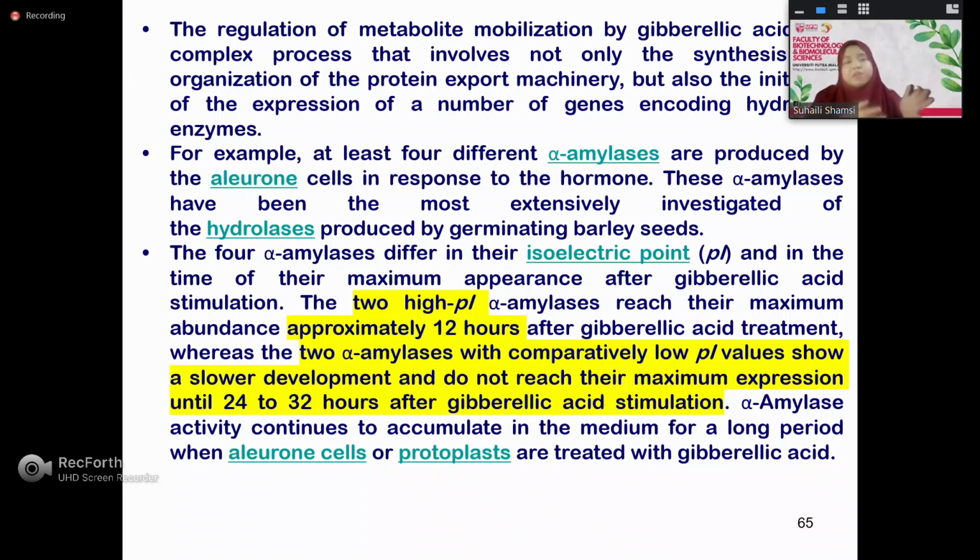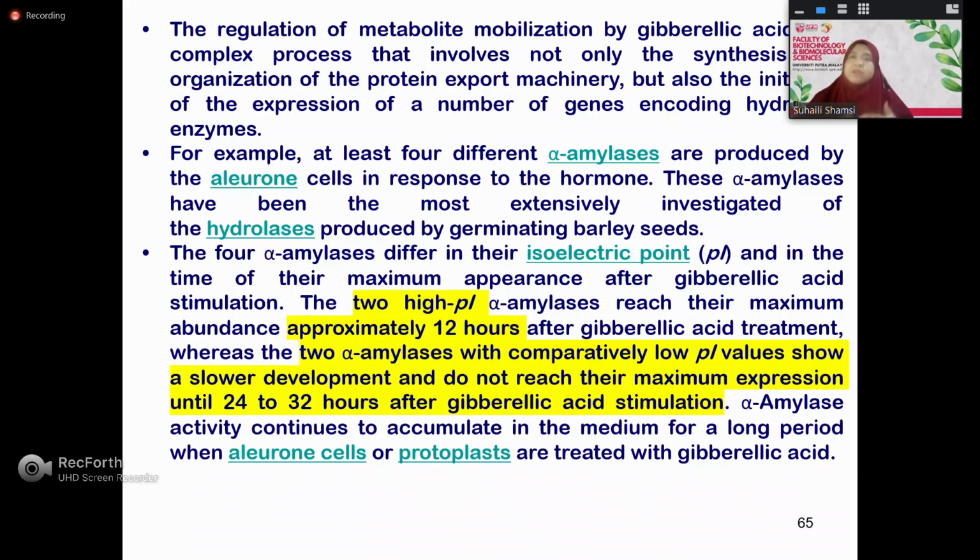And these alpha amylases have been the most extensively investigated of the hydrolases produced by germinating barley seeds. So gibberellic acid does not only induce expression of one gene of alpha amylase, but many types of alpha amylases. So we know that there are basically four alpha amylases, and as you know, enzymes are made up of proteins, and proteins are made up of amino acids. And because of this amino acid composition, these alpha amylases are distinguished from each other by their isoelectric points.